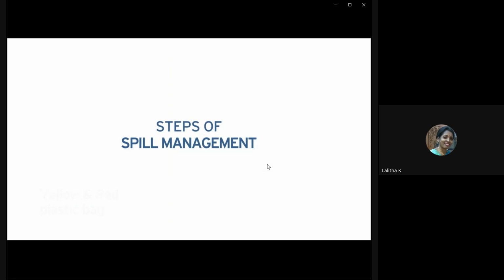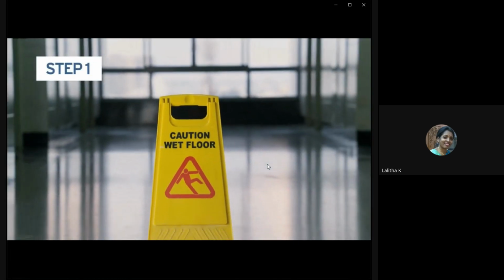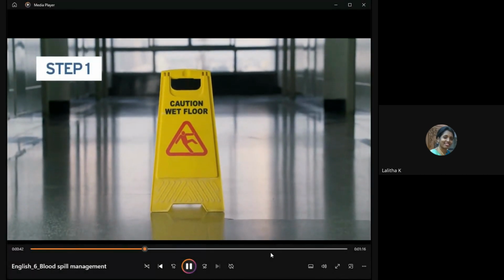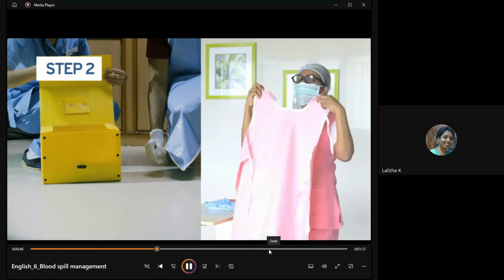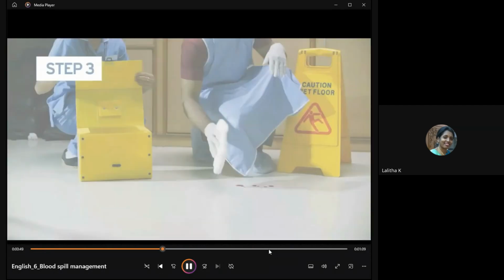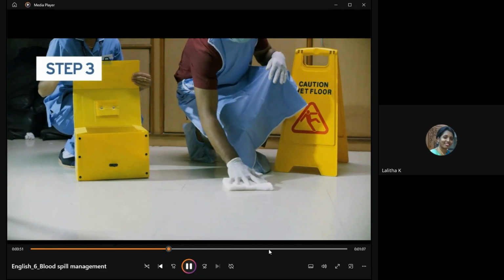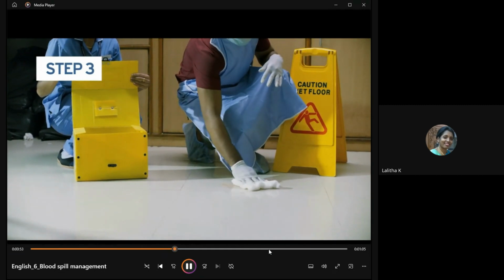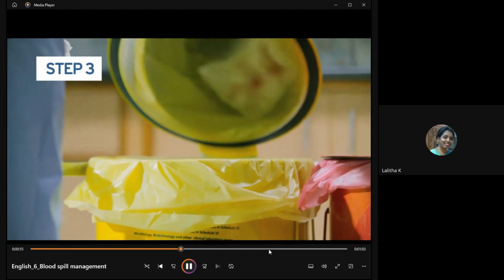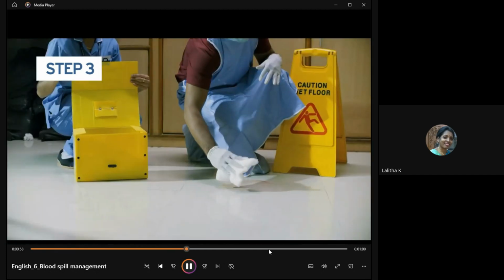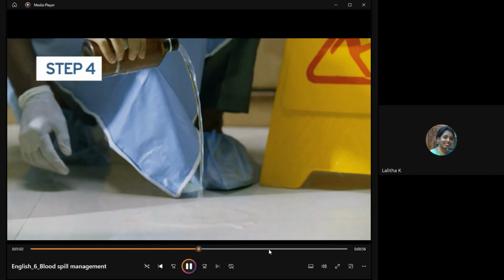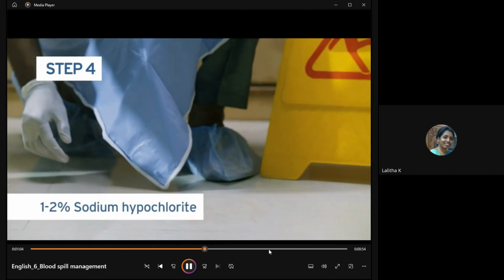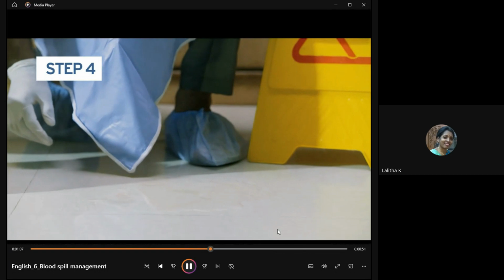In an event of spill, the following steps need to be followed. Step 1. Cordon the area and place a caution board. Step 2. Open the spill kit and wear the personal protective gear. Step 3. Cover and clean the spill with a paper towel or any absorbent material and discard in the yellow bag. Repeat the process if necessary. Step 4. Cover the spill area with sodium hypochlorite and wait for at least 20 minutes.